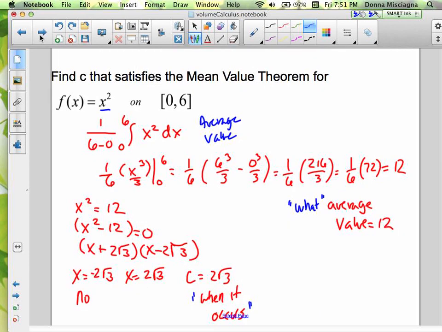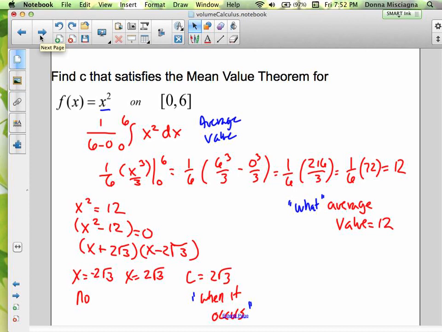Oops, I left this one up here. I didn't erase the board. I left it up because it's in your notes, and it seemed kind of pointless to erase it if it's already in your notes. So we want to find c that satisfies the mean value theorem for f of x equals x squared on 0 to 6.